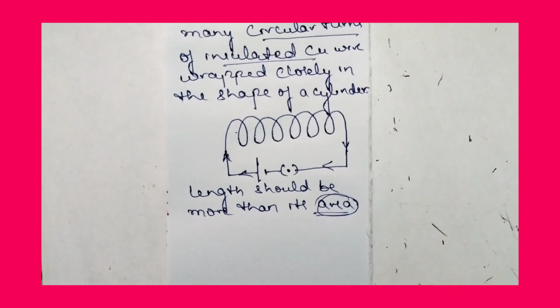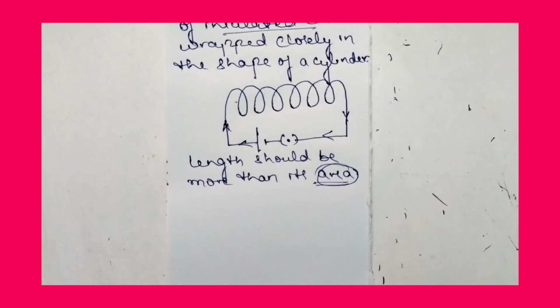A coil of many circular turns having a length more than its area, such a substance is called a solenoid.